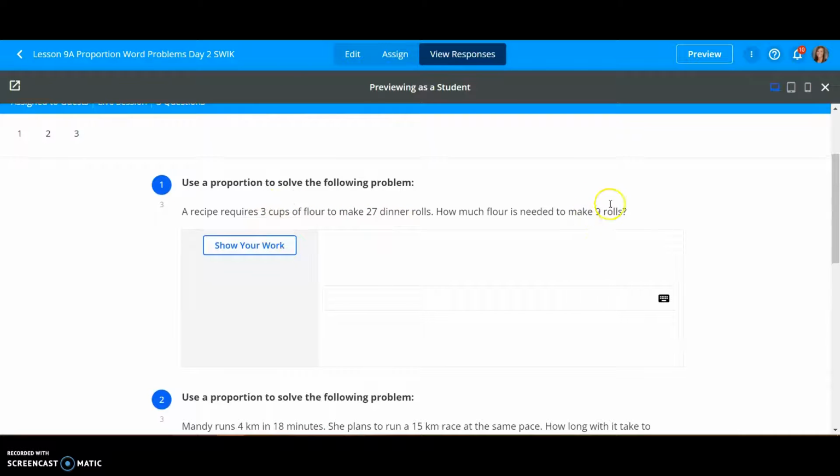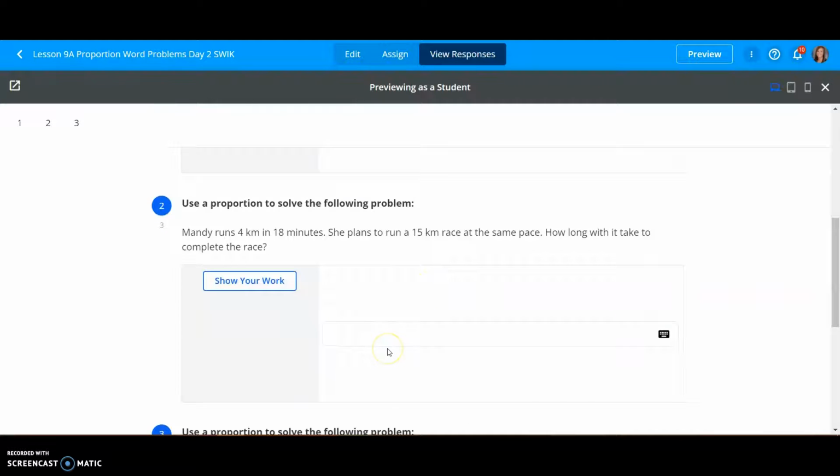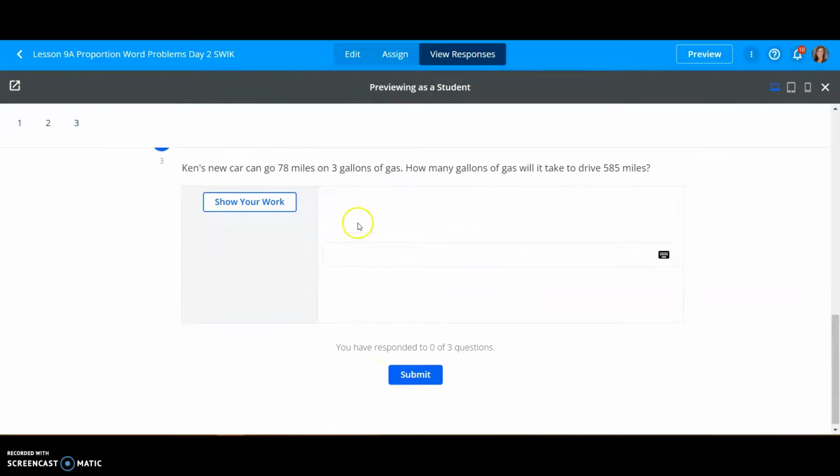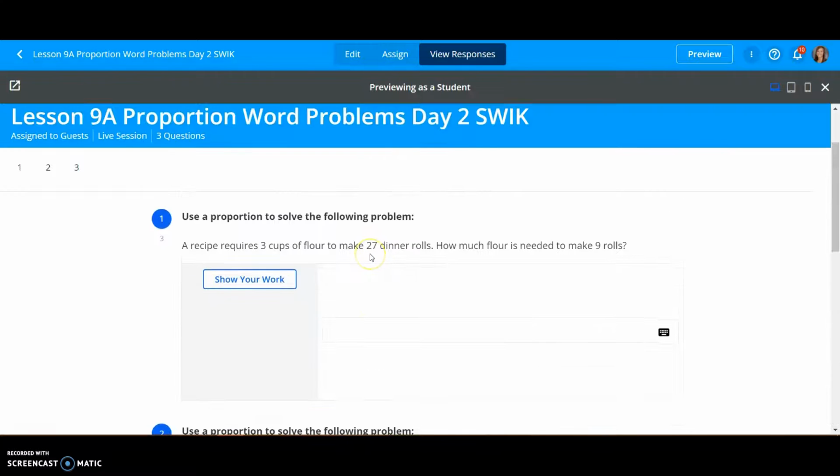And then also, most importantly, it helps you decide where this third number goes in your proportion. And then when you give me your final answer, please make sure you label it. So once you get an answer, don't just put that number here. You're going to label it like cups of flour, or minutes, or gallons for these three answers.